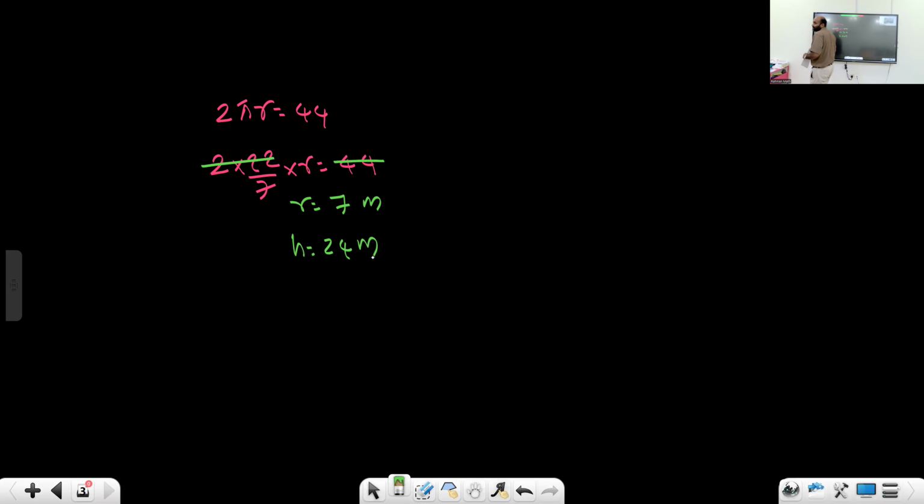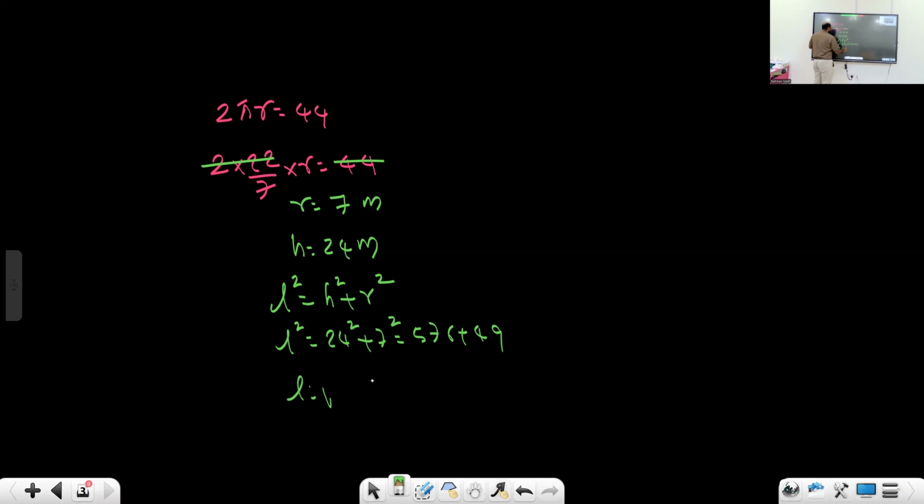We know that L square equal to H square plus R square. L square equal to 24 square plus 7 square. 576 plus 49. L equal to root of 625. That is what? 25 is the square root. Please write up to you.